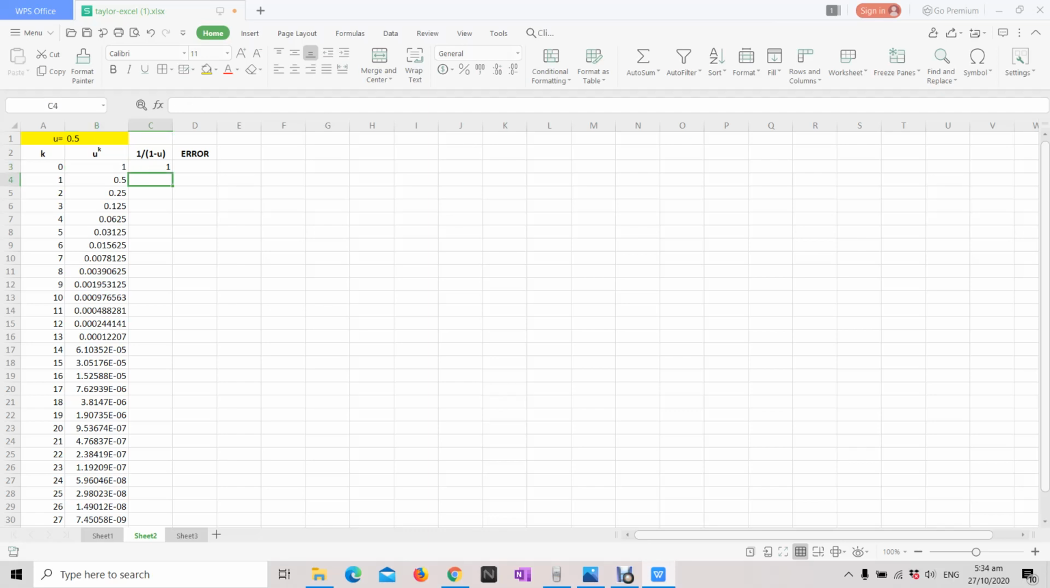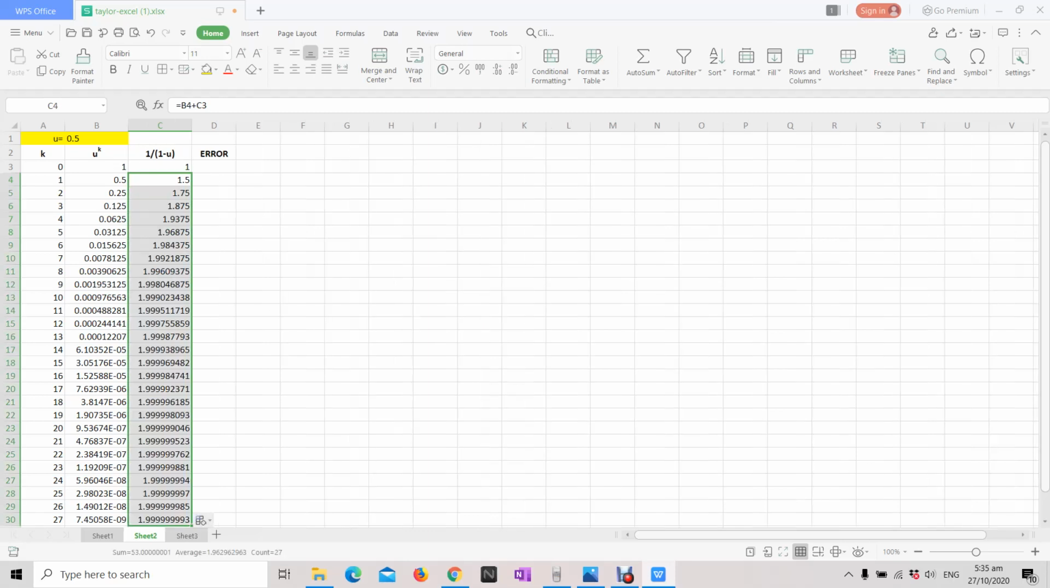So now, for this portion, we can say that this is 1.5 because 1 plus u raised to k when k is equal to 1, that is 0.5. So 1 plus 0.5 is 1.5. But we can just say that this is equal to 0.5 plus this cell. So that will be equal to 1.5. So we can just extend this up to the last value. Now we can see that it's getting closer and closer to 2, which is the real value.